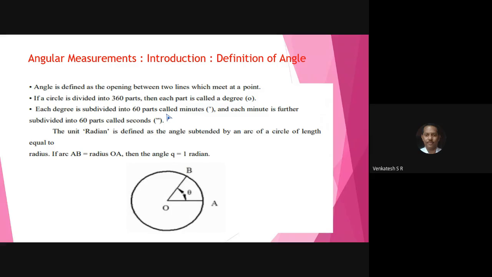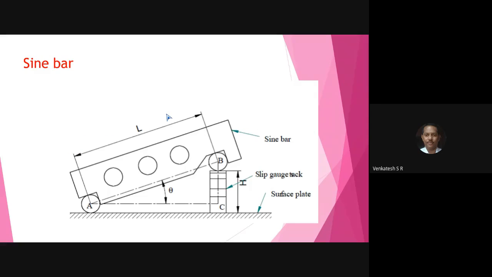Next, come to the point, the sine bar. All of you know, how do you measure the angle of the tapered component? What is the taper? One end is a higher angle, the other end is a lower angle, connected by a line like this. That is called taper. So you can measure the taper by using a sine bar.